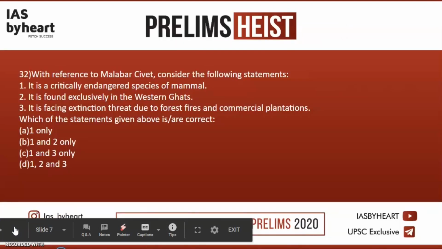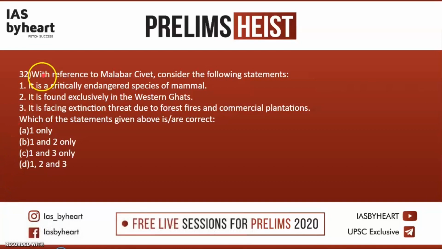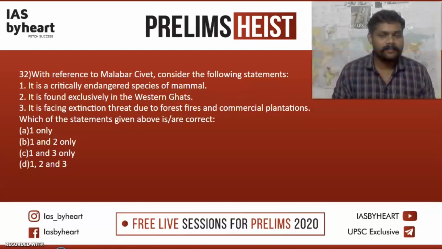So our second question. With reference to Malabar civet, consider the following statements. It is a critically endangered species of mammal. It is found exclusively in the Western Ghats. Third one, it is facing extinction threat due to forest fires and commercial plantations. Here we have to choose the right statement.